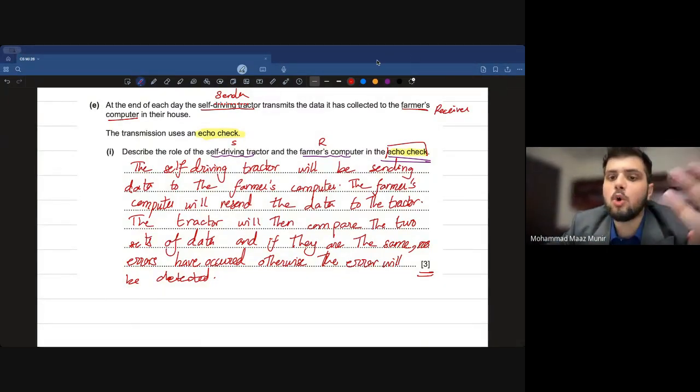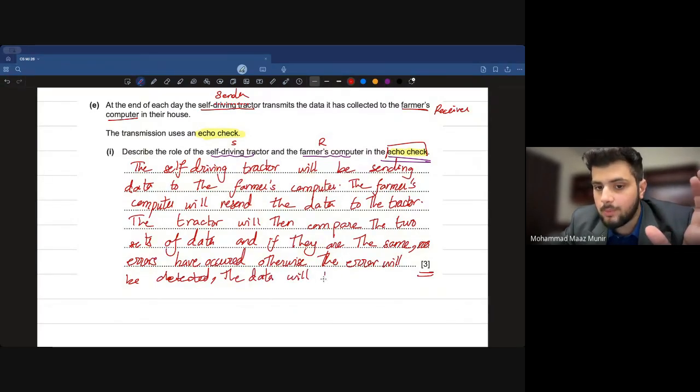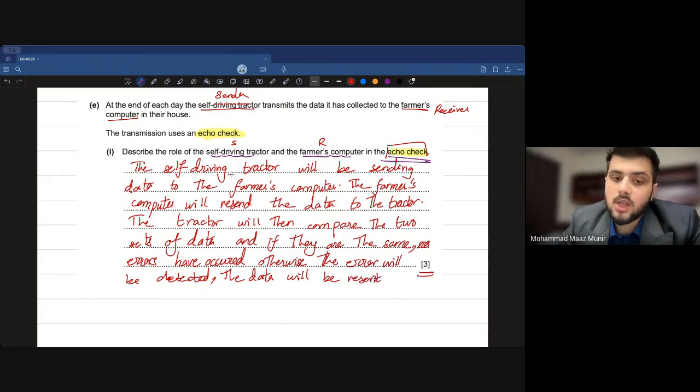But if you want to go with a fourth point, like the way I did, otherwise, if there is an error, it will be detected, and what's going to happen? The data will be resent. If you write this point, you're going to get a fourth valid point too. But now you might be wondering, sir, the question is of 3 marks. Why should I go with 4 points?